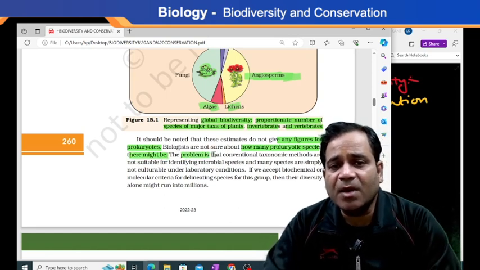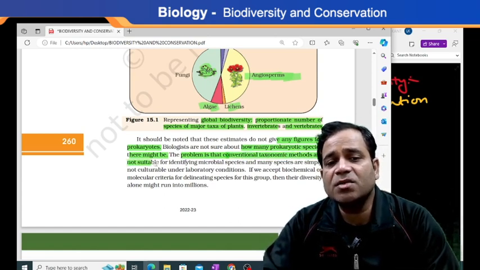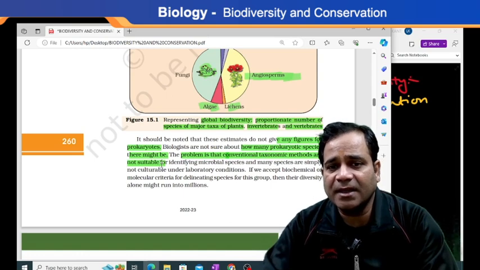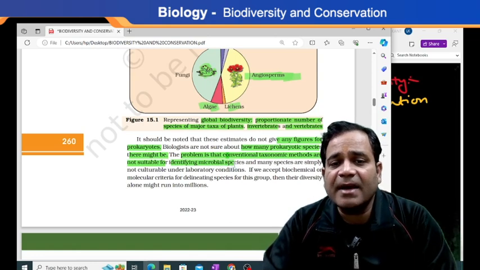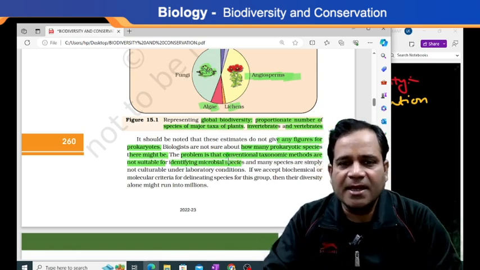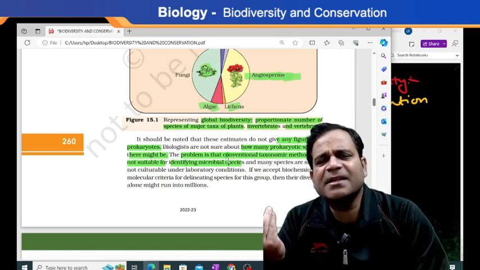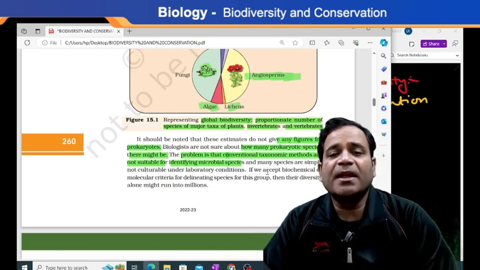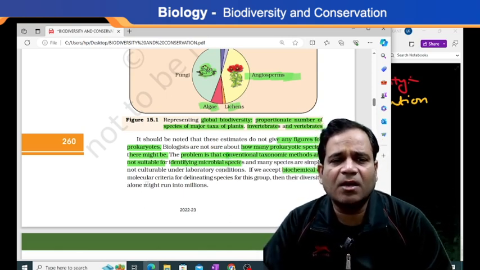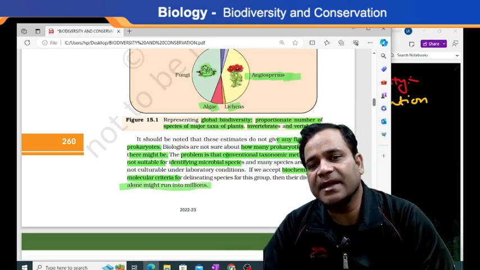Now the problem is that the conventional taxonomic methods are not suitable, my dear, for identifying microbial species. Many species are simply not culturable under laboratory conditions. So if we accept the biochemical or molecular criteria, then for this group, the diversity alone might run into millions.